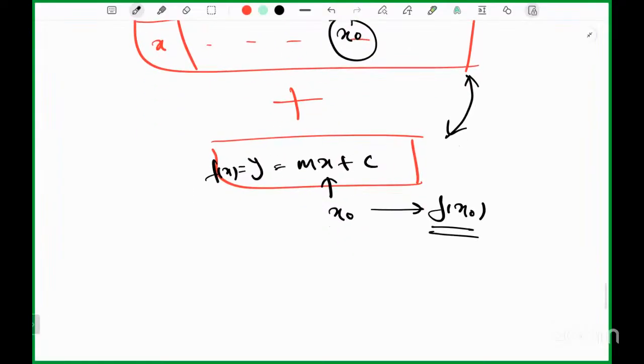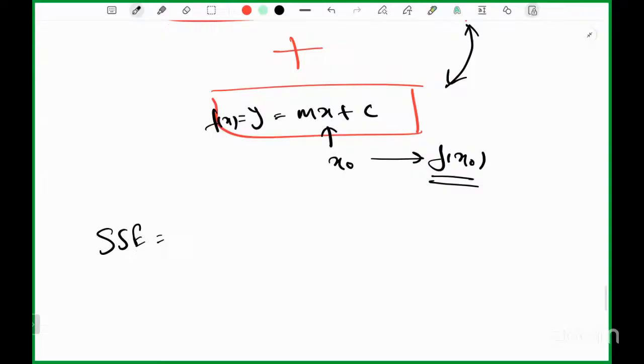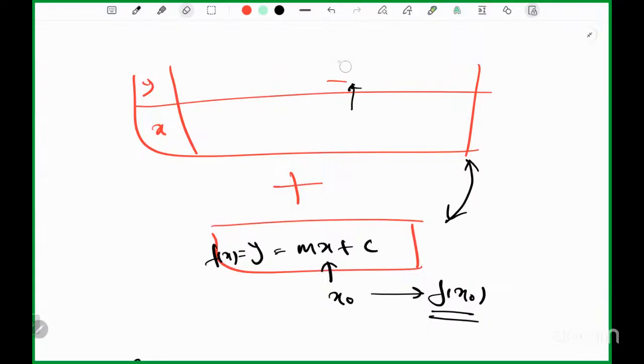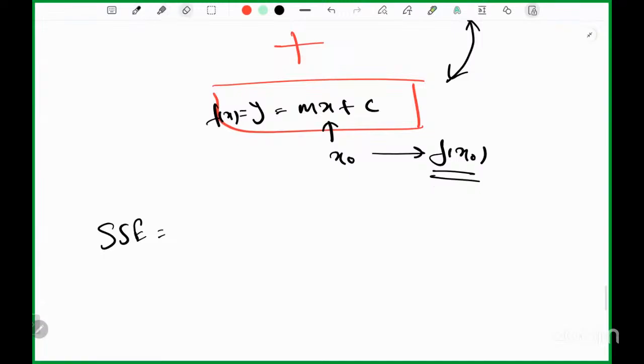So the square sum error is equal to this: first you find the difference, that is the original value minus f of xi, then square it and then sum it. That's the formula. Suppose I take some finite numbers. Suppose I have 5 points x0, x1, x2, x3, x4, and with respect to these I have y0, y1, y2, y3, y4. And this is your f of x.